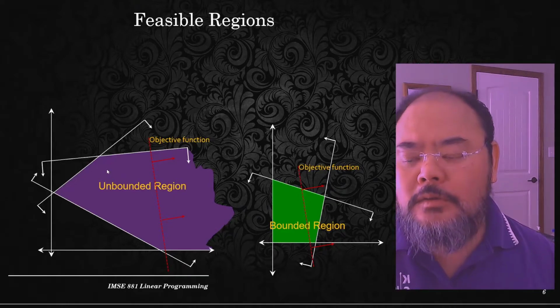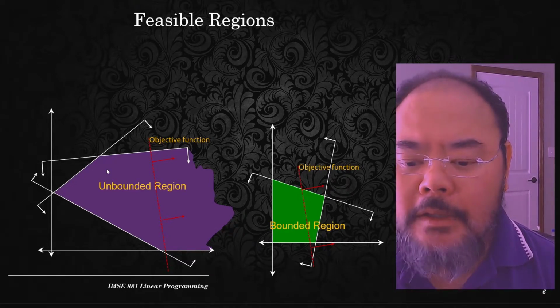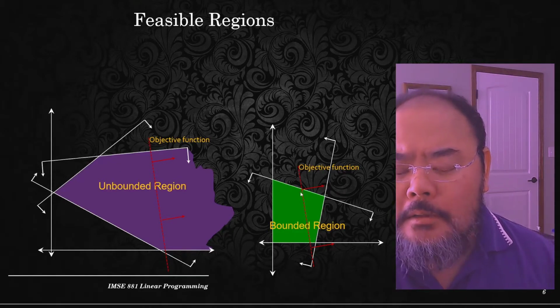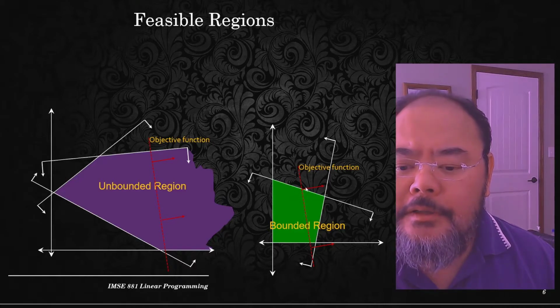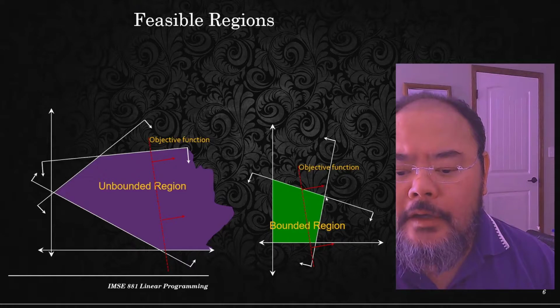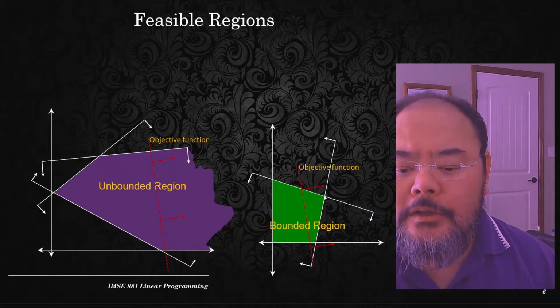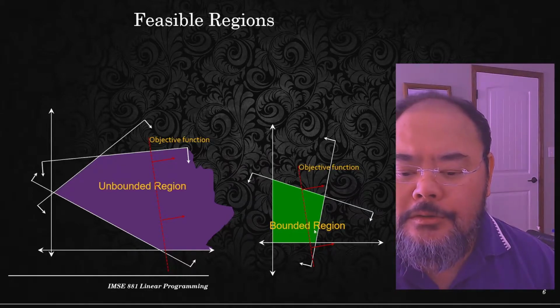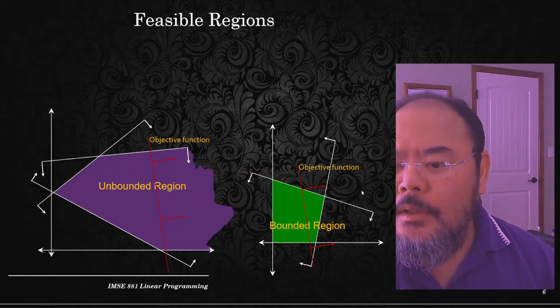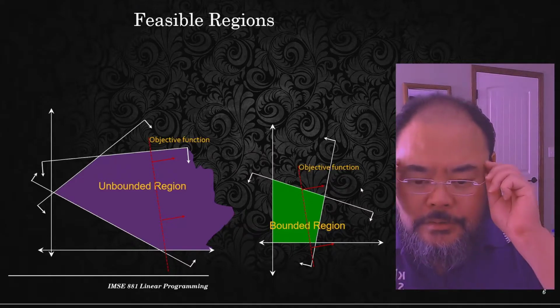For a closed region, we call it a bounded region, it is much simpler. It doesn't matter whether it is maximization or minimization. You can see that if the objective function moves, it will actually touch a corner point, or what we call the extreme point, of this feasible region if the region is bounded by all constraints. So there is no infinite horizon. So these are the feasible region descriptions we have.